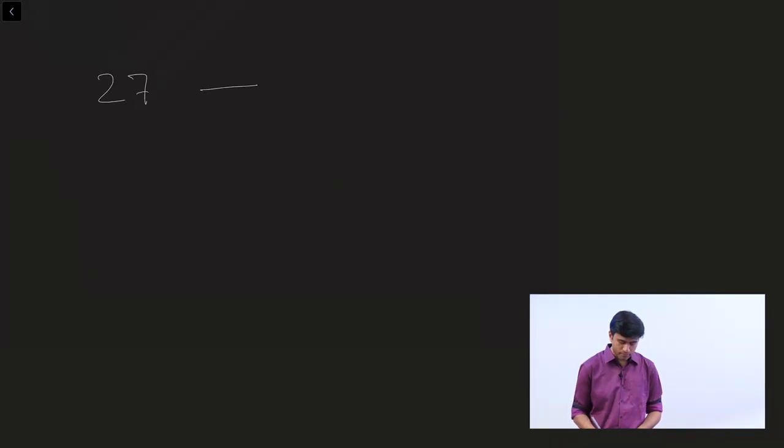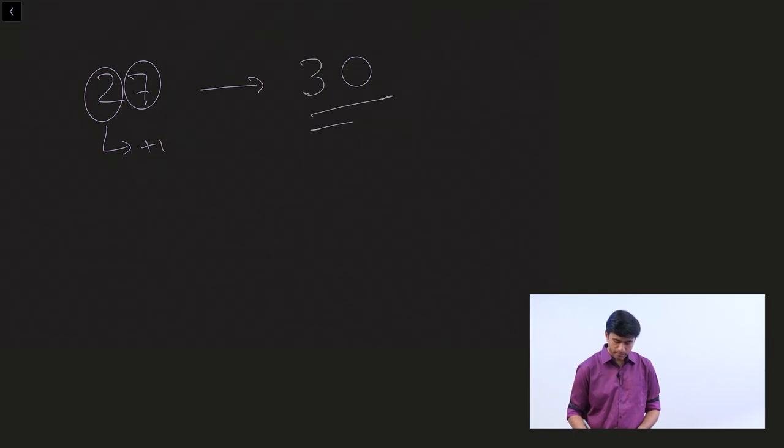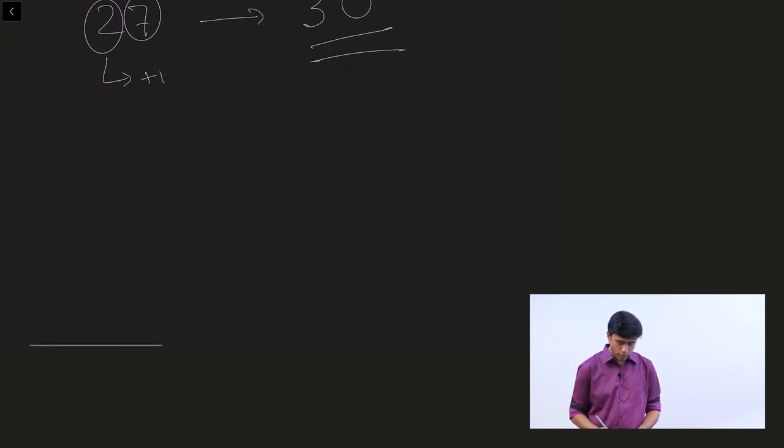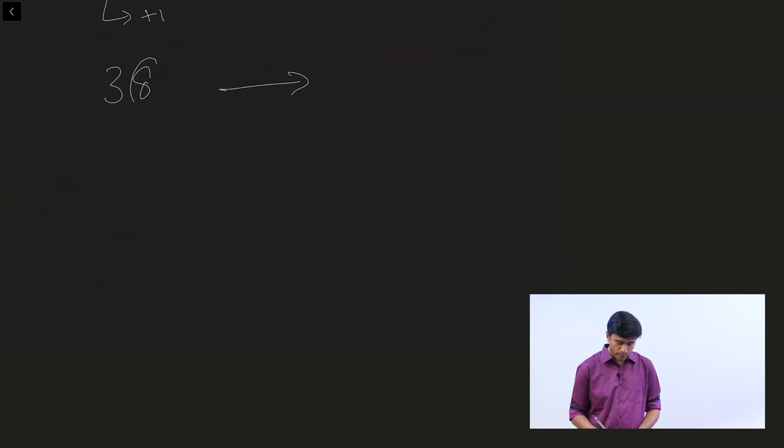27. 7 is greater than 5. So the first thing you have to do is to make the ones 0. Ones place is 0 and to the tens place you add 1. So it becomes 30. What about 38? 8 is greater than 5. So, ones place you put 0 and tens place you add 1. 40. 38 is rounded off to 40.